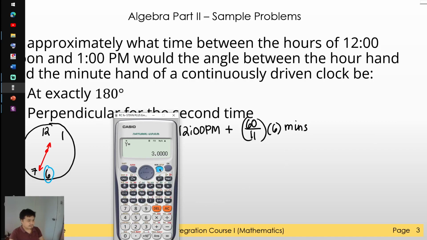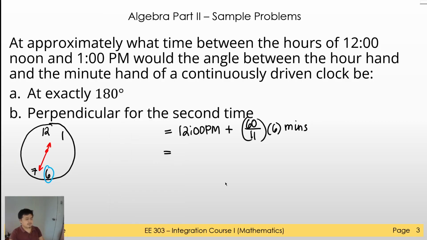So calculate this one. We have 12, plus 60 over 11 times 6. So 32.73. Therefore, we know that this is somewhere at 12:32.73 p.m.